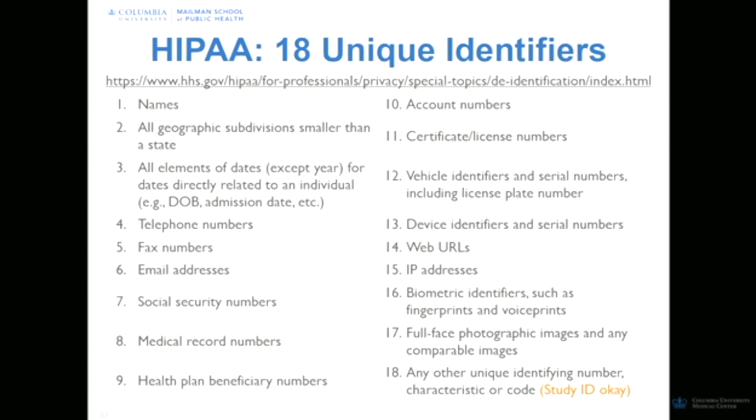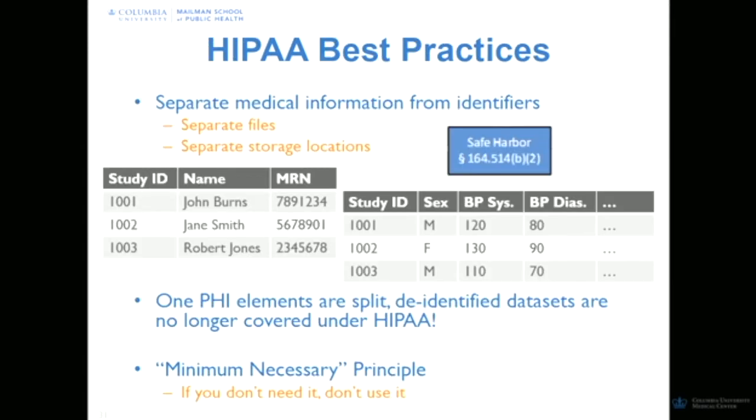So these are identifiers that would create identifiable information. If you just do a Google search for HIPAA 18 identifiers, you can find this online. So you want to make sure that in your data storage, you aren't collecting these with the rest of your research data.